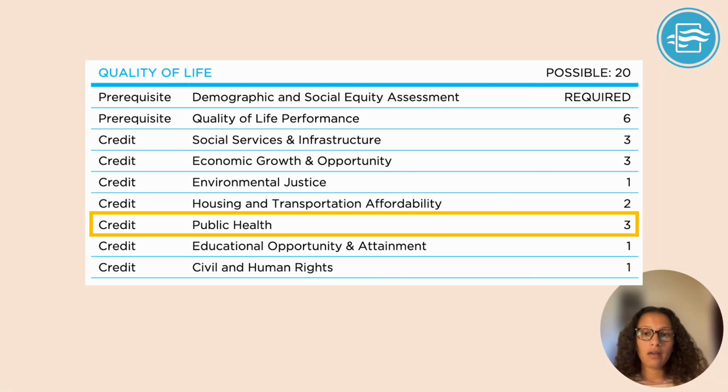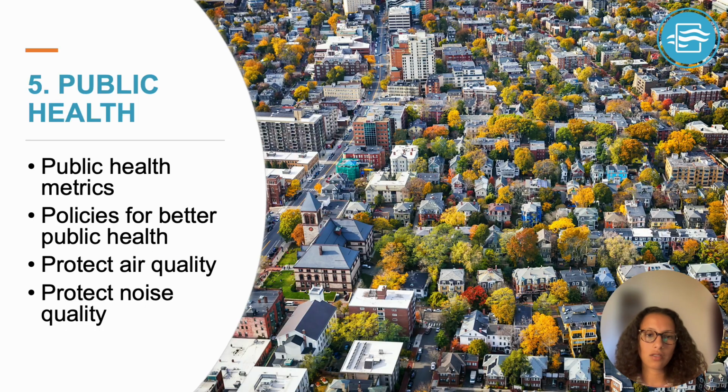The fifth credit, public health, encourages promoting positive public health outcomes and reducing health risk factors. Up to 3 points can be earned in this credit through 4 options. Option 1, public health metrics, asks local governments to select any 3 or 6 metrics from a list of categories laid out in the guide and demonstrate an improving trend from a baseline year.